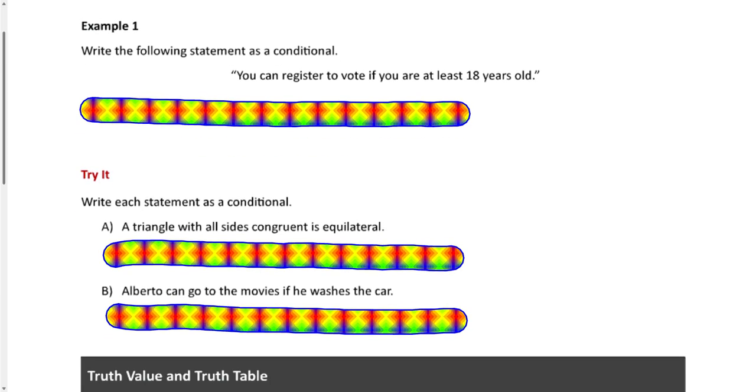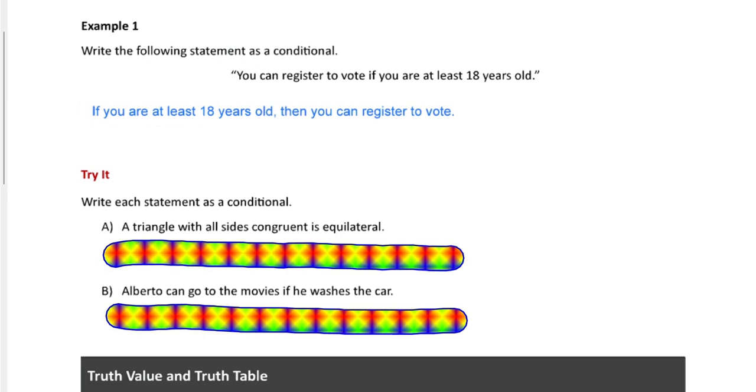So in our example, let's write the following as a conditional statement. So this is where we're writing it as an if, blah, blah, blah, then blah, blah, blah statement. So you can register to vote if you are at least 18 years old. Well, if you are what? If you are at least 18 years old, then you can register to vote. So we are taking a statement and making it into a conditional statement. So if you are at least 18 years old, then you can register to vote.